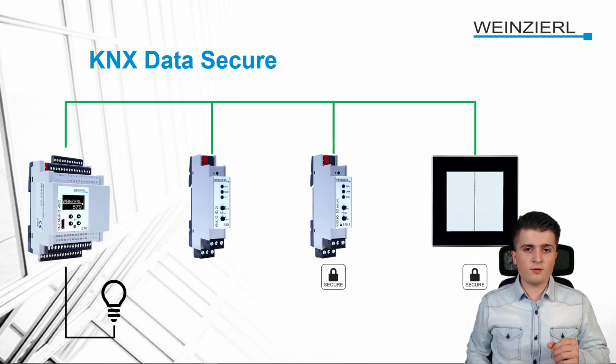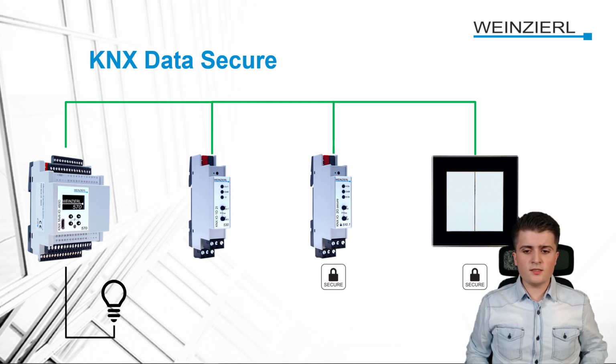The only thing that we have to think about is that only the communication between the secure devices is capable of being secured. And the communication between unsecure and secure devices needs to be unsecured, because otherwise the unsecure devices couldn't take part in this communication. But let's make that clear in an example.